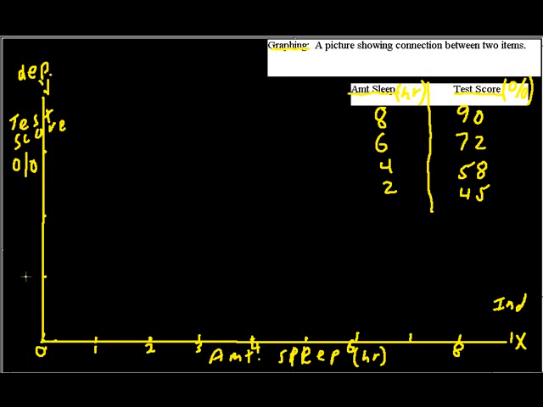So I'm going to now label 25, 50, 75, and 100. So that is referred to as scaling.